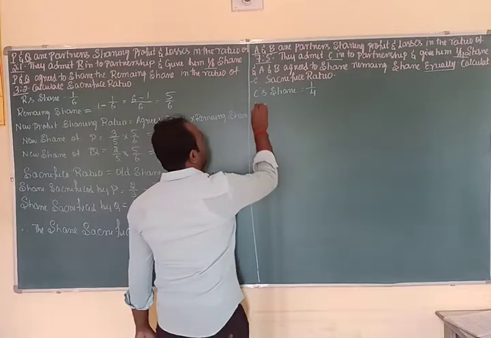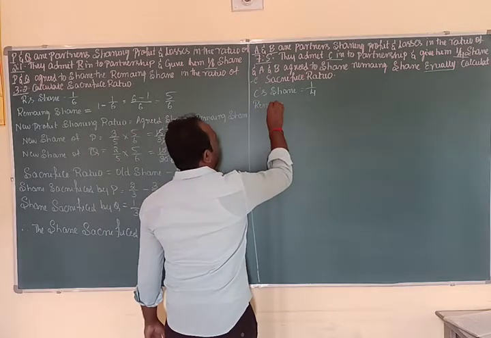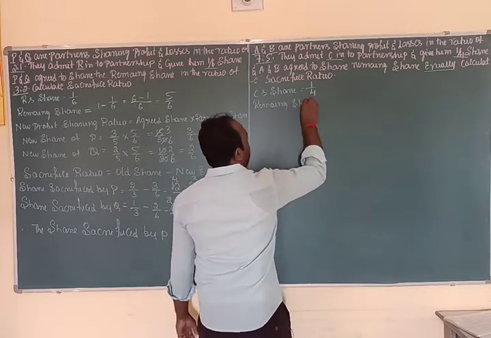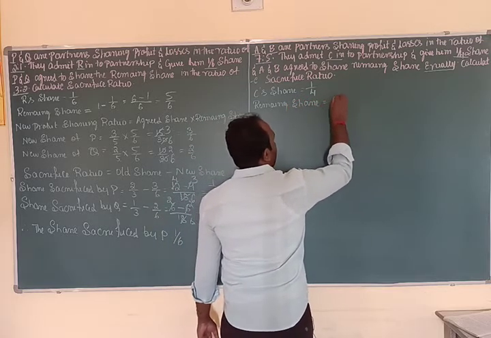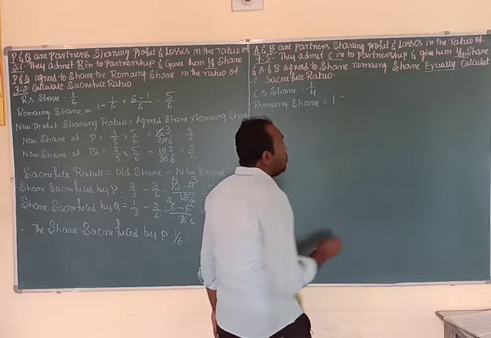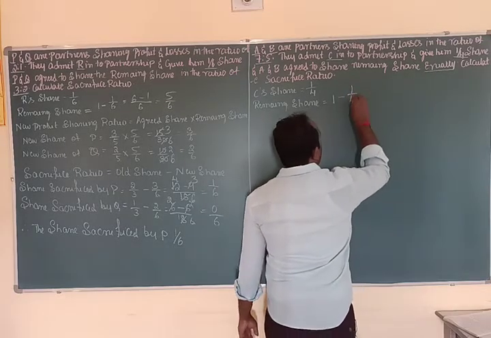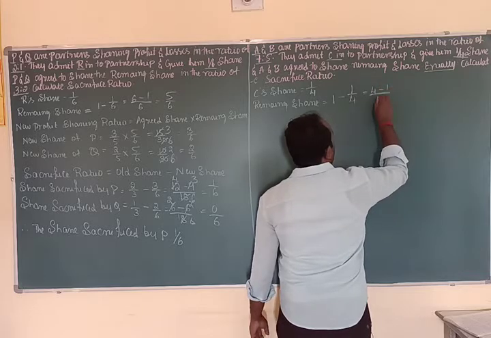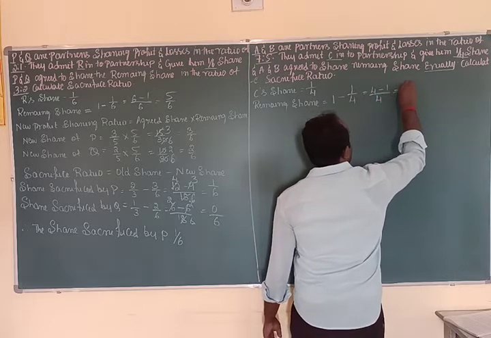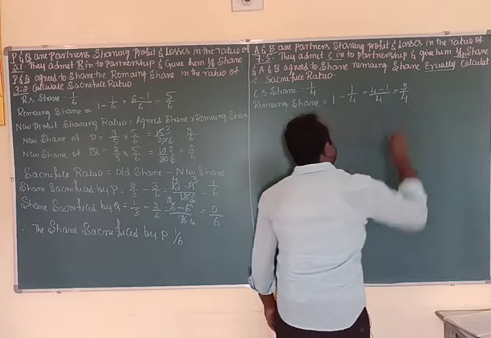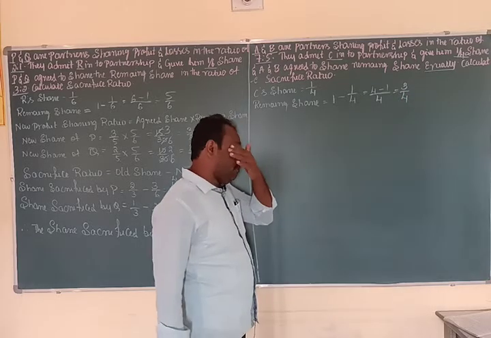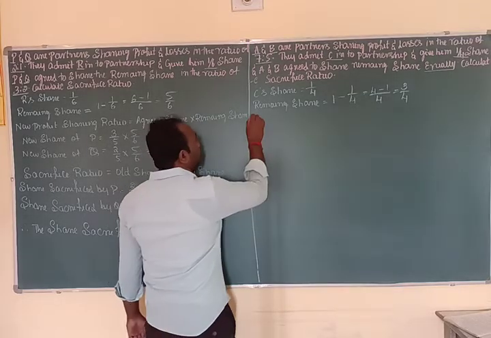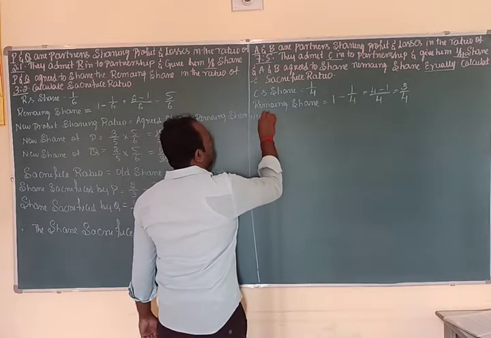After that, we should find out the remaining share. Remaining share is equal to 1 minus 1 by 4. 4 ones are 4, 1 ones are 1, 4 ones are 4. Here we get 3 by 4: 4 minus 1, 3 by 4. After that, we should find out the new profit sharing ratio.